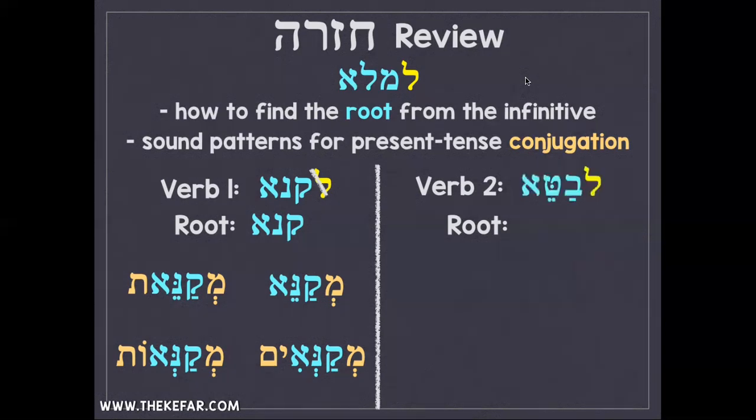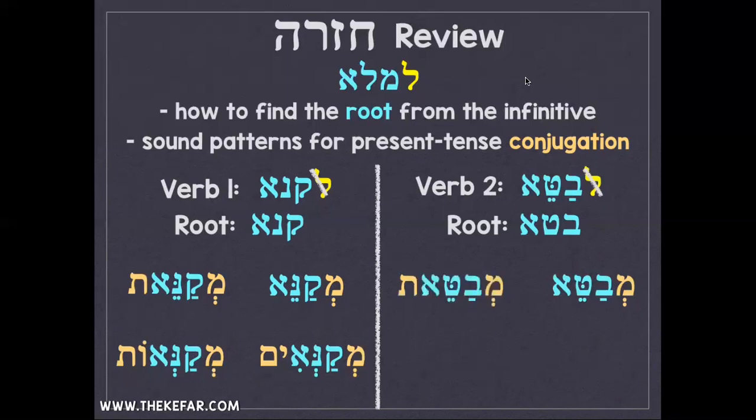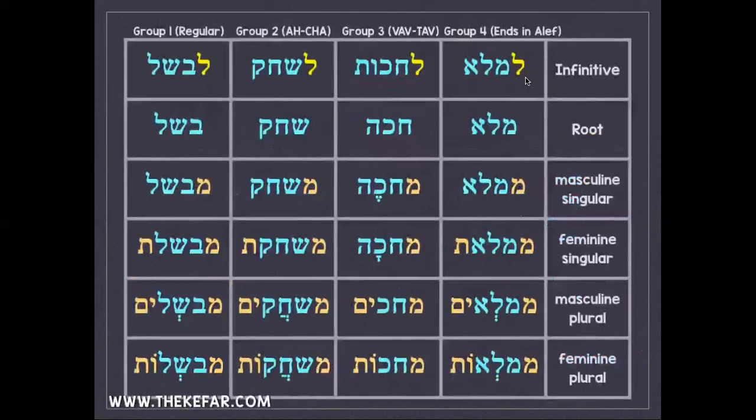Our second verb was levate, which is to pronounce or to express. Get rid of that initial lamed, and you're left with bet, tet, aleph, bite as our root. So masculine singular, mevate, again from levate, the infinitive, to mevate, the masculine singular conjugation. And then add a tav at the end, and we get mevatet for feminine singular. Our im ending, mevatim for masculine plural, and our ot ending, mevatot, for feminine plural. And if you have any questions about that, you can look at lesson 19 where we went over it.